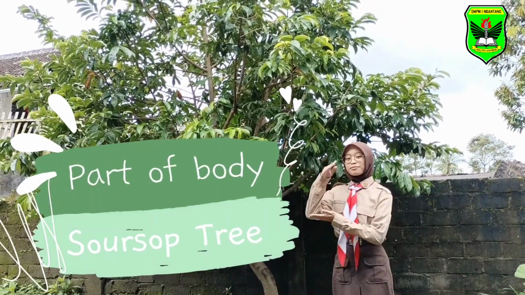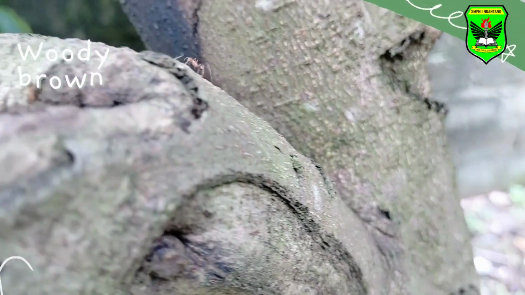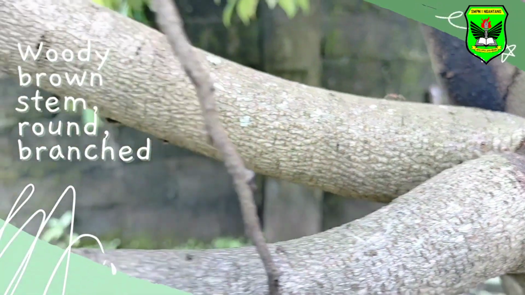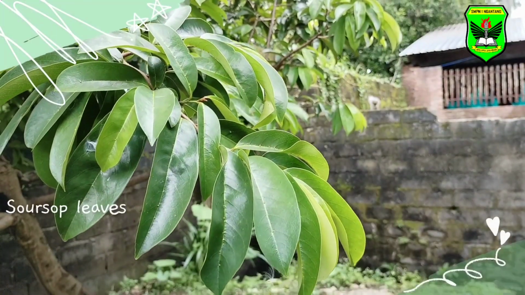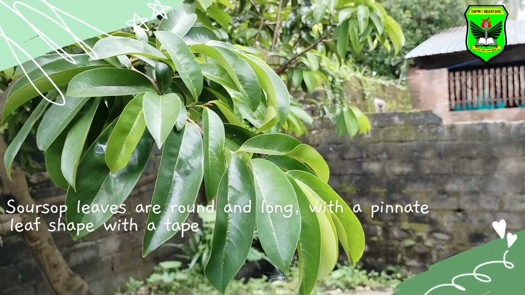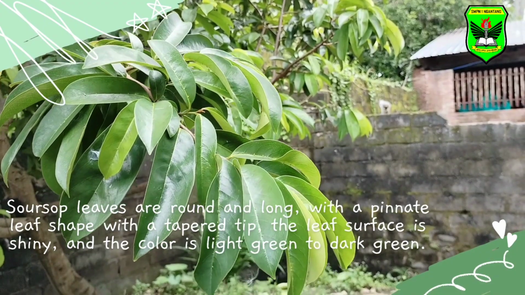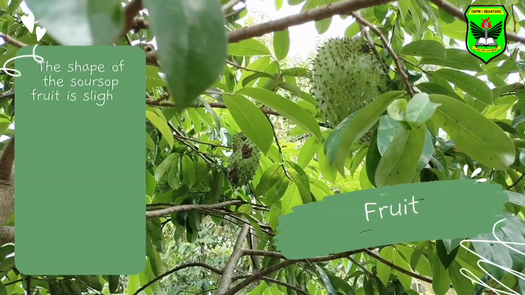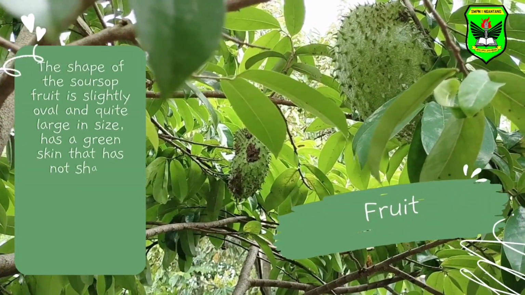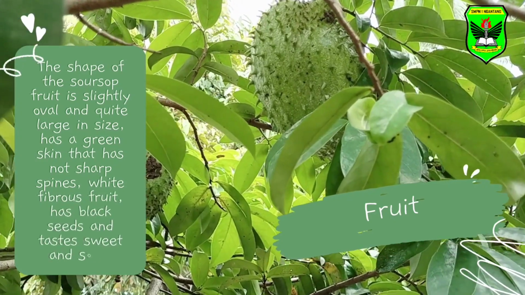Parts of the soursop tree. Woody brown stem, round branches. Soursop leaves are round and long. The shape of the soursop fruit is oval with a size of up to 30 centimeters.